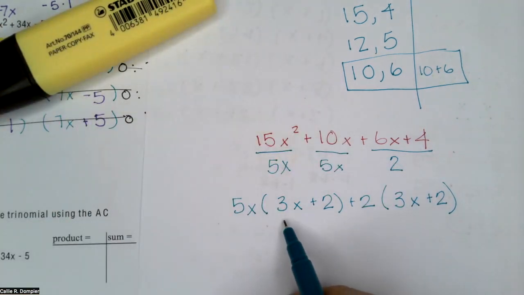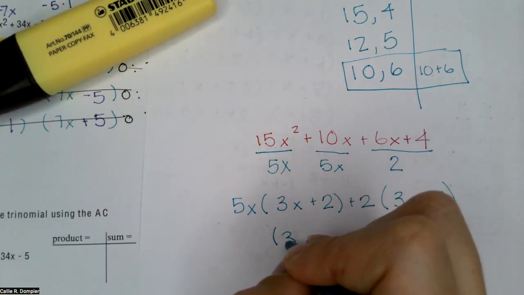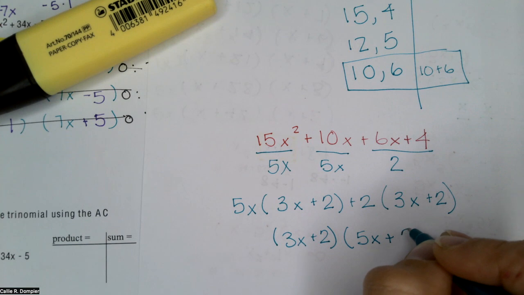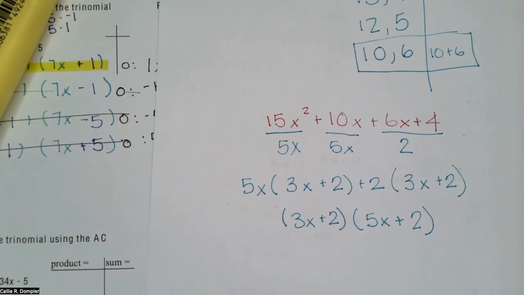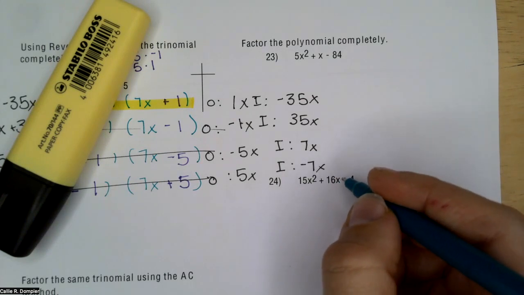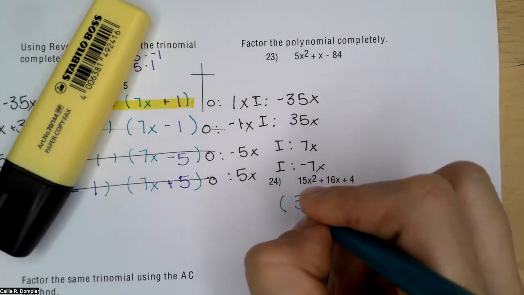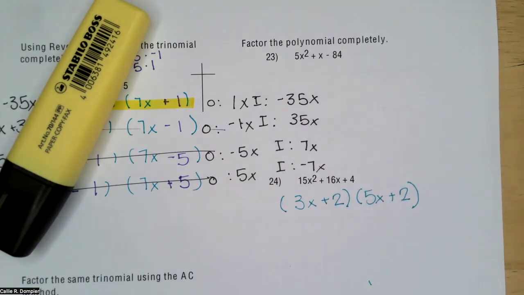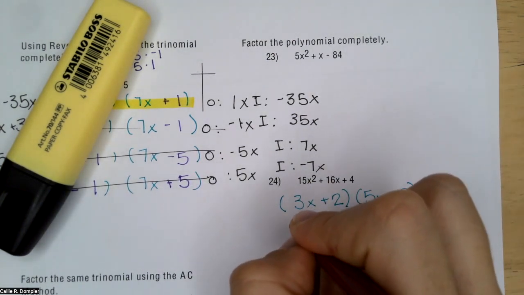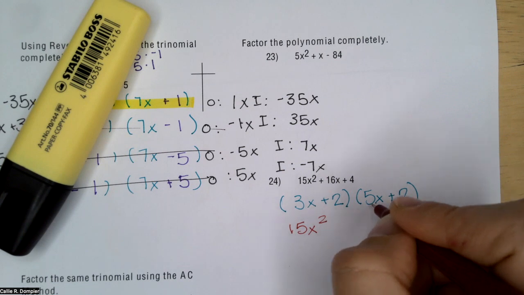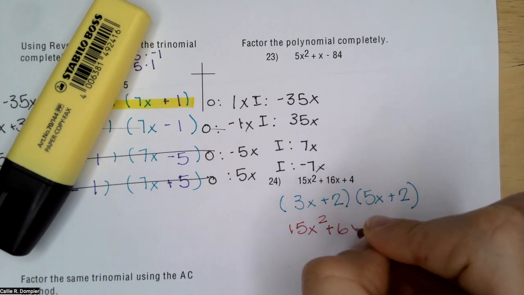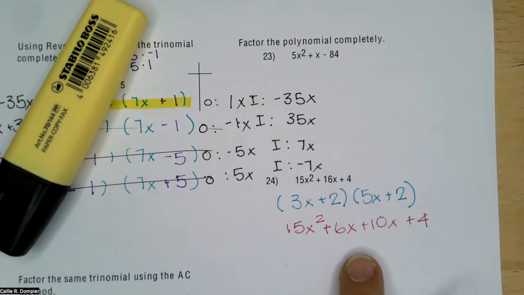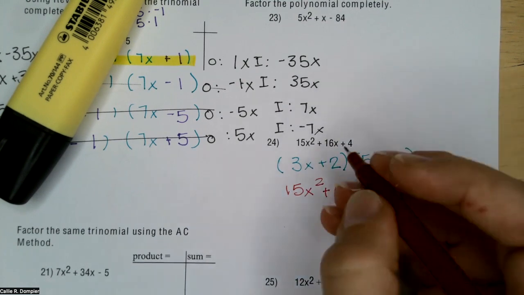And what we notice is we have a 3x plus 2 common to both of them, so that becomes 3x plus 2 factored out of 5x plus 2. And we find that that works for 15x squared plus 16x plus 4: 3x plus 2, 5x plus 2. Right, after that, 3x times 5x is 15x squared. 3x times 2 is 6x. 2 times 5x is 10x. And then 2 times 2 is 4. And then the 6x plus 10x becomes the 16x.